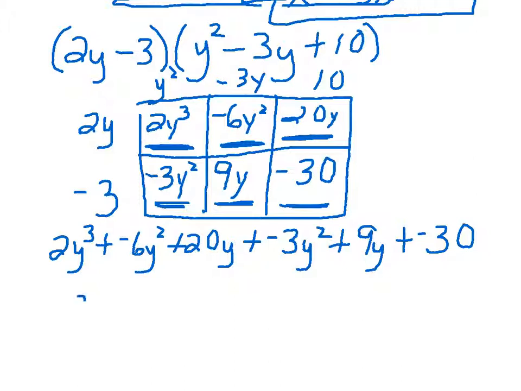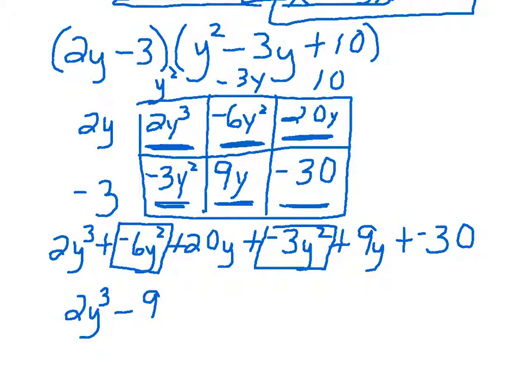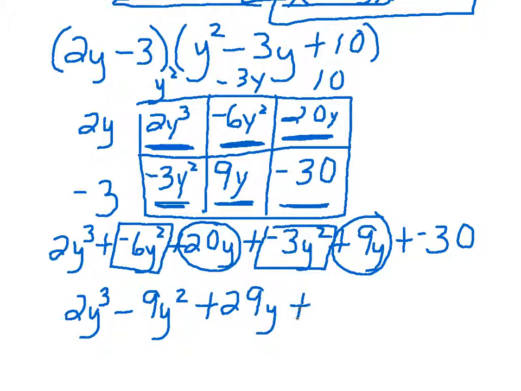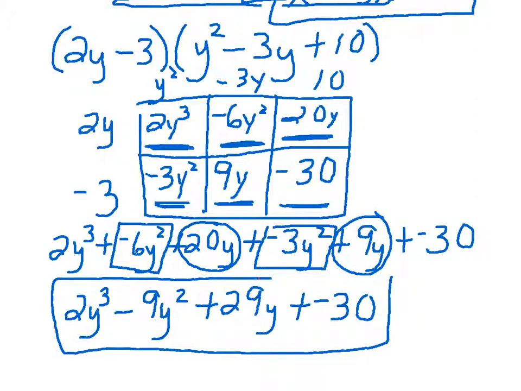We have no more y cubes, so we're just going to carry this 2y cubed down. Y squareds I'm going to put in a box. Is there any other? Oh, here we go. Alright, so our y squareds, we have negative 6y squared plus negative 3y squared, which is going to give us a negative 9y squared. I'm going to put our plain old y's in circles. We have 20y plus 9y, so that's going to be plus 29y. And then the only thing we haven't touched, who also does not have a playmate, is that negative 30. There you go. Big, intimidating, maybe, I don't know.